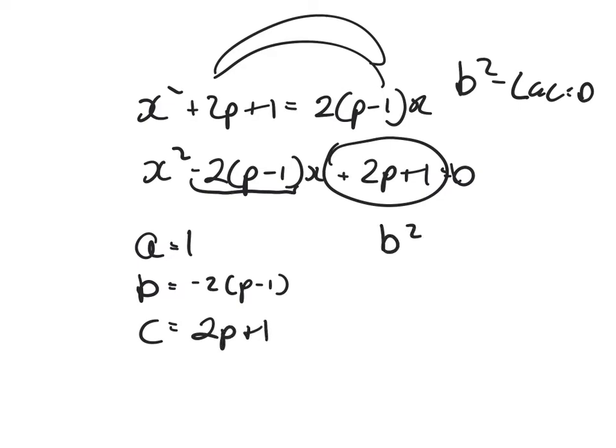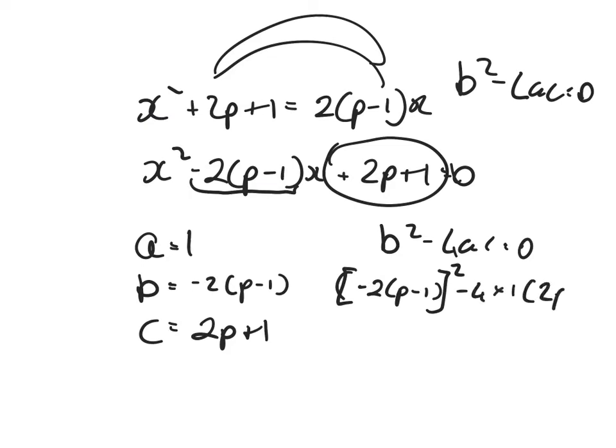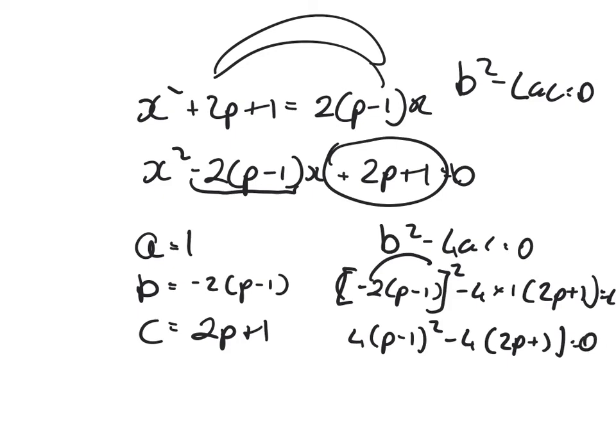Okay, so we know that the discriminant is equal to 0. So b squared, that's going to be minus 2 bracket p minus 1 all squared, minus 4 times a, which is 1, times c, which is 2p plus 1, is equal to 0. So we're going to square both elements here, so minus 2 all squared is 4, so that's 4 bracket p minus 1 all squared minus 4 bracket 2p plus 1, close the bracket, is equal to 0.